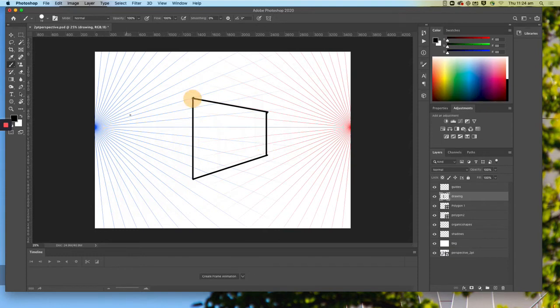Same with this side. If this wall is going away from us this side, then it follows these lines here. This wall, these lines here, and the rest is vertical. So that is a building in 2-point perspective. Just like we did last time, let's do some windows on there.